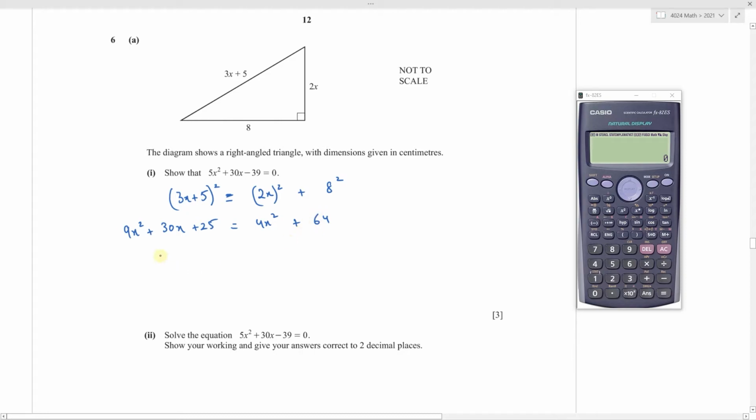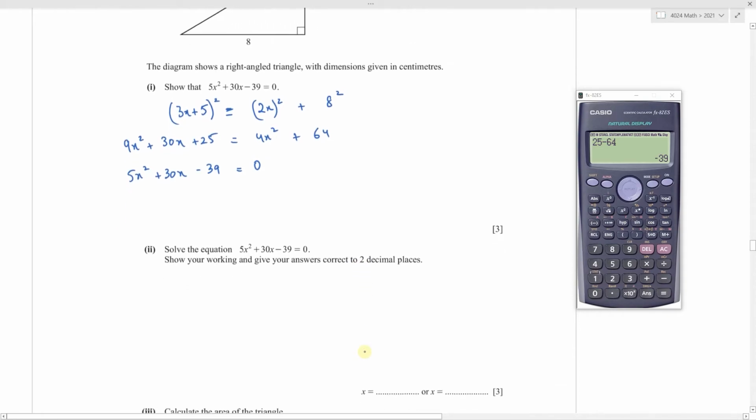Now let's bring everything to one side since we have 0 on this side. So this will become 9 minus 4 will be 5x square plus 30x plus 25 minus 64. So 25 minus 64 is minus 39 equals 0.